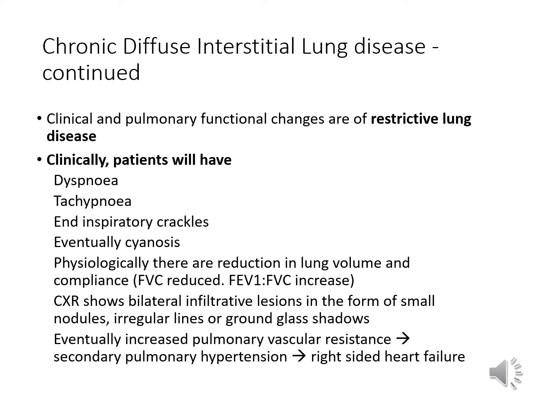It's important to note that in a normal person, the FEV1 is about 4 liters and the FVC is about 5 liters. The ratio will be 80%. Because FVC goes down much more than FEV1, the ratio in restrictive lung disease will be more than 80%. This is the classic hallmark of this disorder. In obstructive disease, the ratio is decreased.